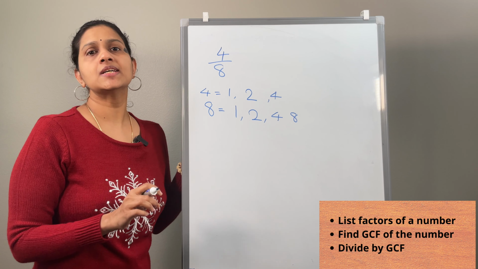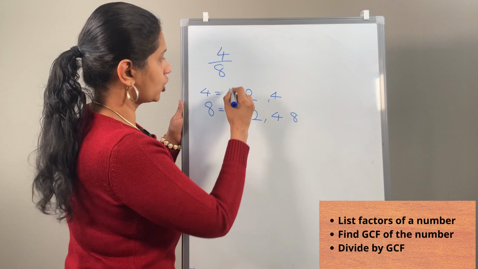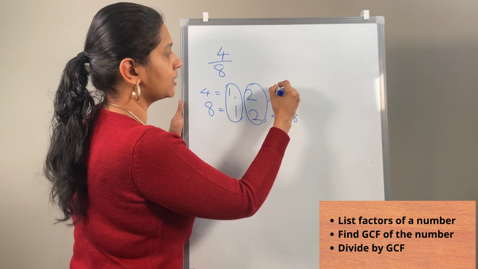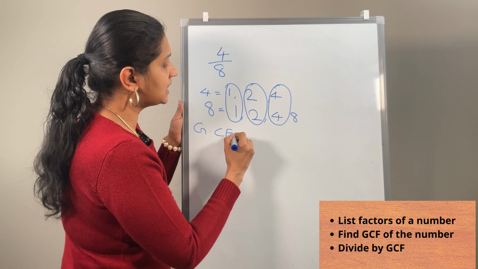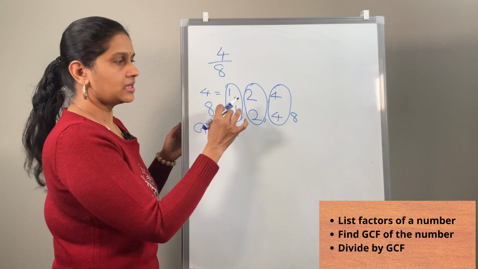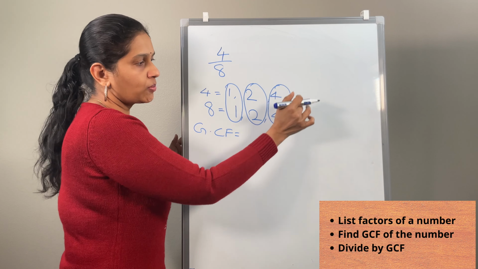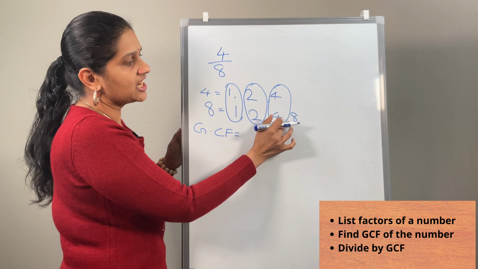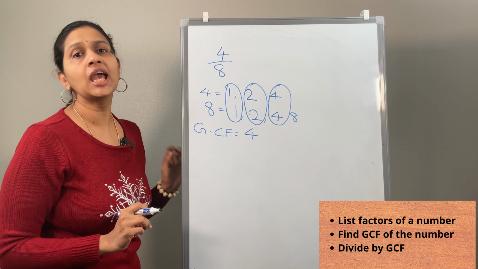The second point is we had to find the GCF of these numbers. Now let us see what is the GCF. 1 is a common number, 2 is a common number, 4 is a common number. So the GCF is going to be the greatest number in this which is common, that is 4. 8 is not common, there is no 8 in the factors of 4. So the greatest common factor will be 4. So GCF of these numbers is going to be 4.